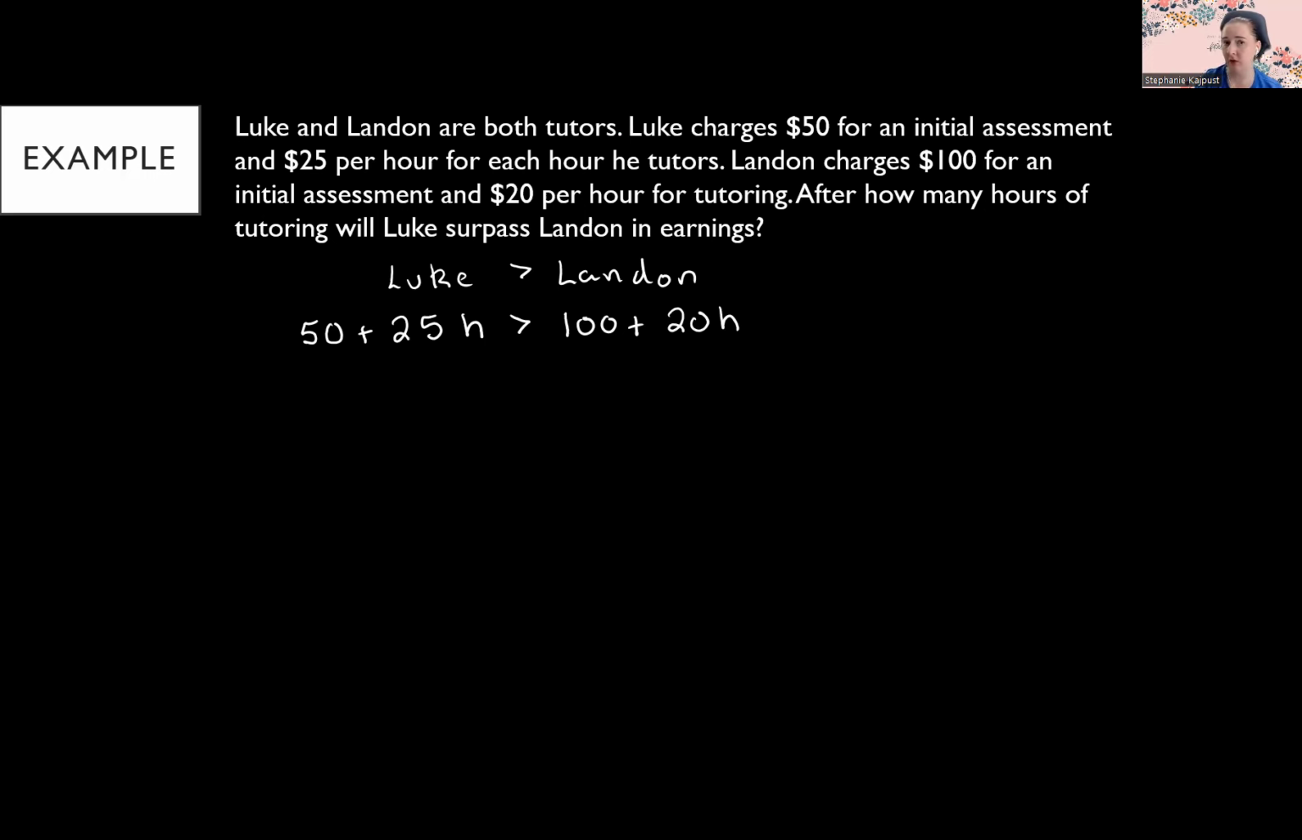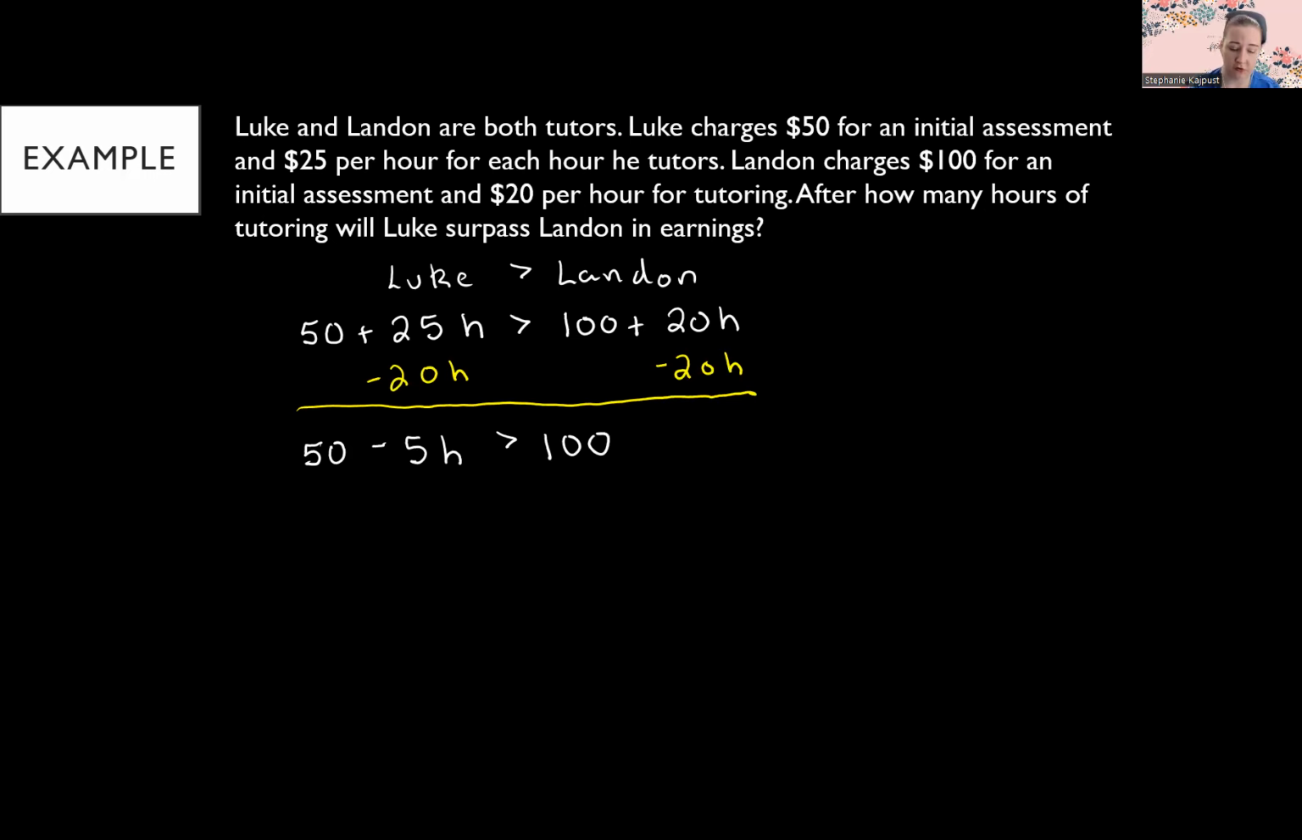So now we're just solving for the number of hours here. We always want to have the variable on the left. So we want to have H on the left. So I have to move the 20H to the left side. So I'm going to subtract 20H from both sides. And I always move that first so that I know where my variable is ending up. So I have 50, and then 25 minus 20 is 5. So 5H is greater than 100.